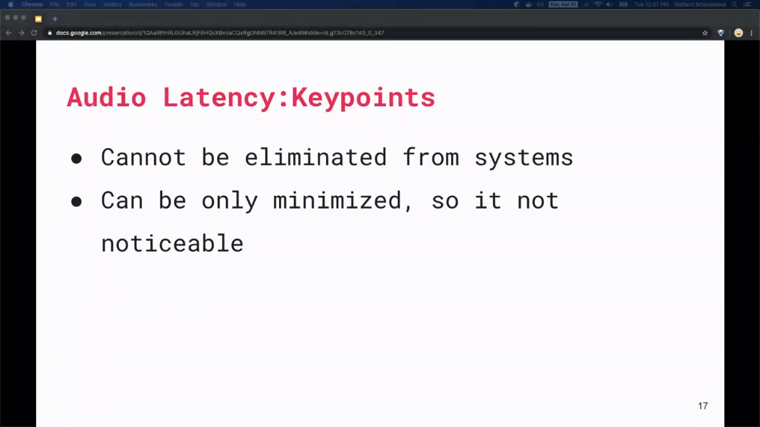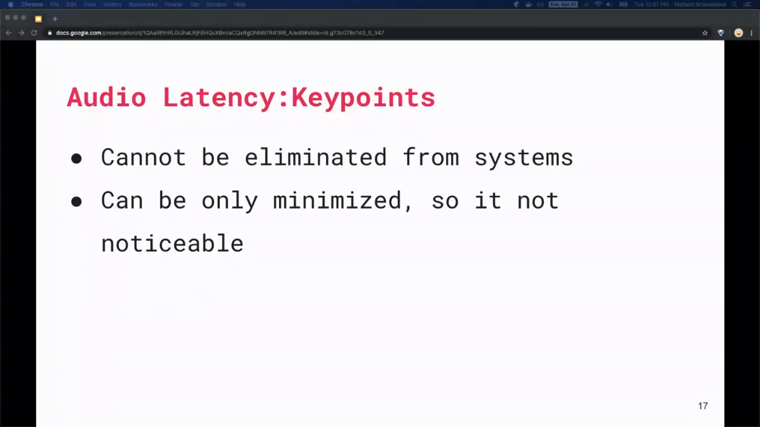Now, what this brings up as a key point is that we cannot get rid of latency from the systems. It's not possible. There's going to be some latency in the system because the signal needs to travel through the board, it needs to get processed in the system, and it also needs to react to certain things. What can be done is that it can only be minimized to a certain point so that it is not as noticeable.